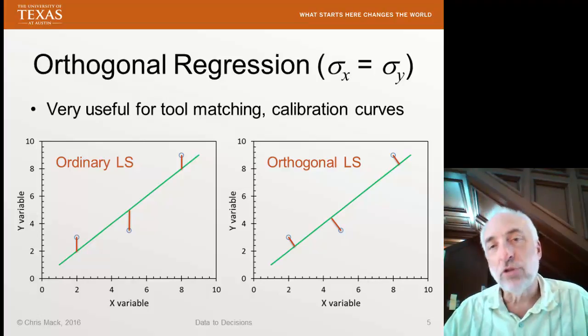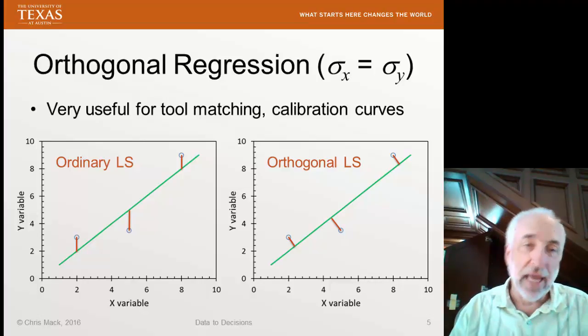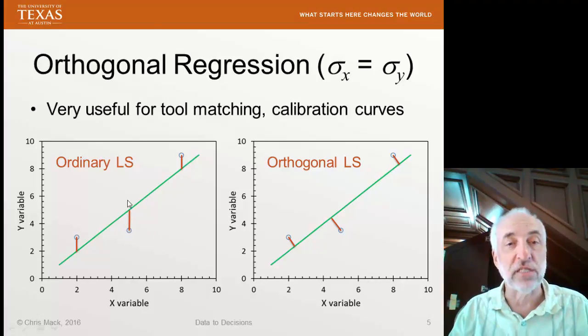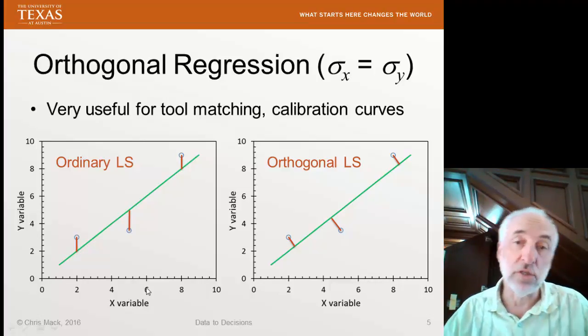The geometrical interpretation of an orthogonal regression is as follows. Under ordinary least squares, what I'm trying to minimize is the vertical distance of each data point compared to the best fit line. So I'm going to take the sum of the squares of the vertical distances and try to minimize that sum of squares. That's what ordinary least squares does.